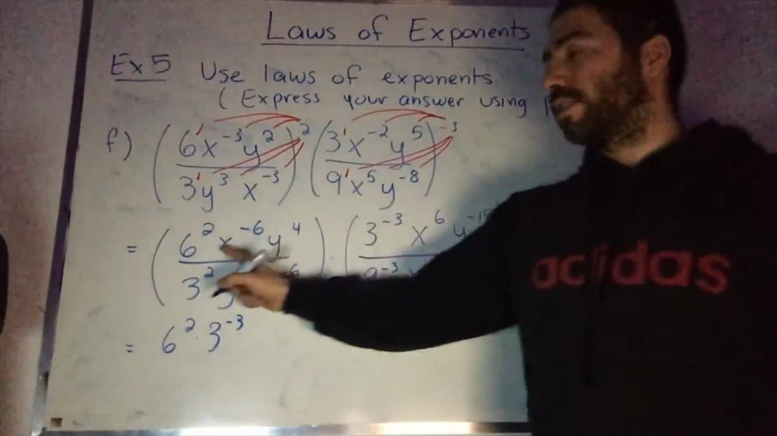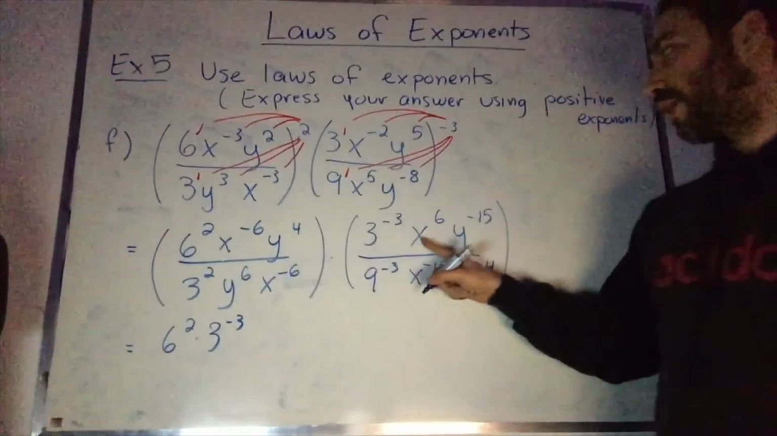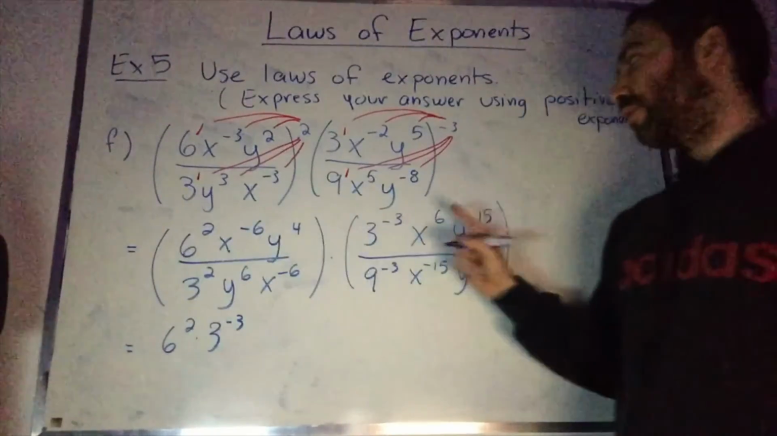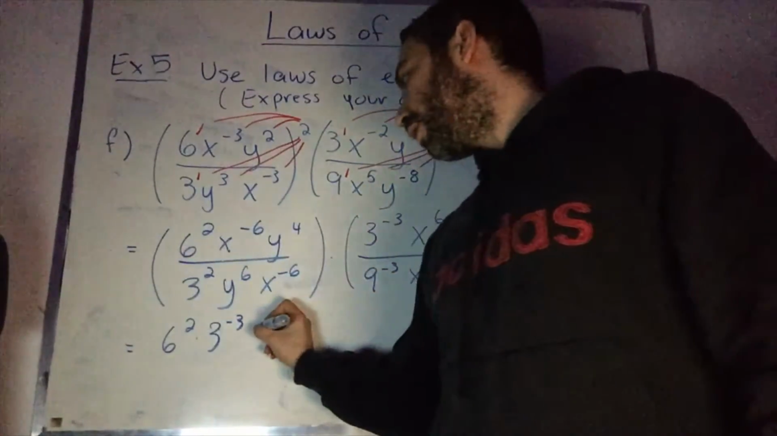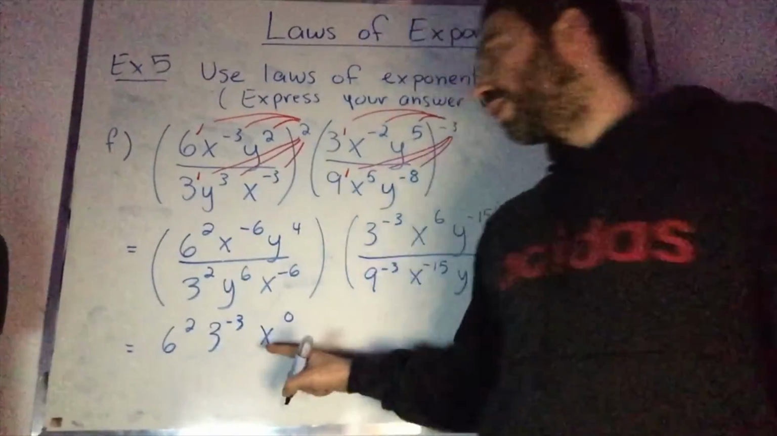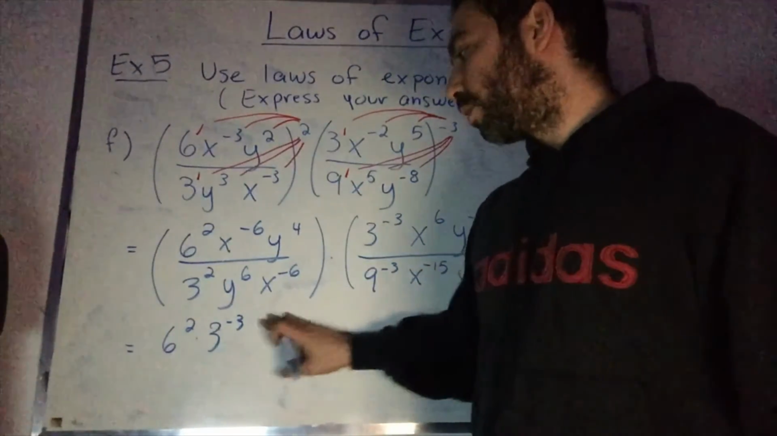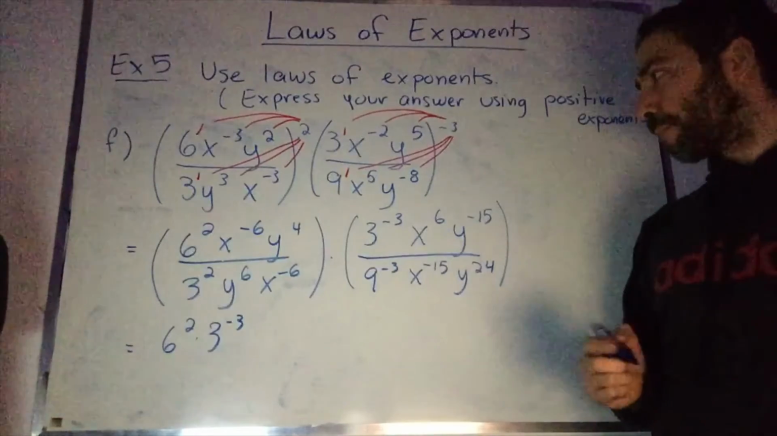And now let's deal with the x's. So we have x to the negative 6 and x to the 6 on top. We're multiplying because they're both on the numerator. Negative 6 plus 6, so we add the exponents, which gives us x to the 0. And at this point here, we know that x to the 0 is 1. So I'm just not going to write it because multiplying by 1 doesn't change the number.